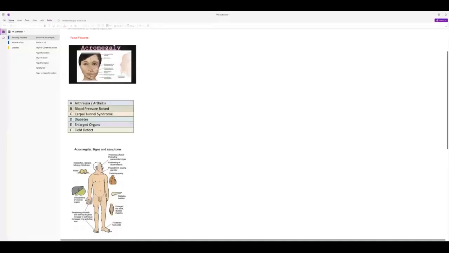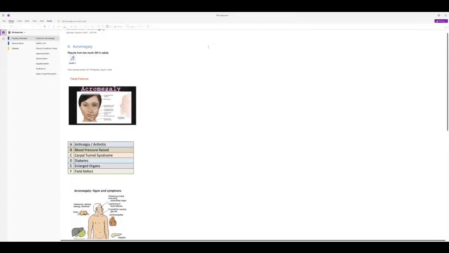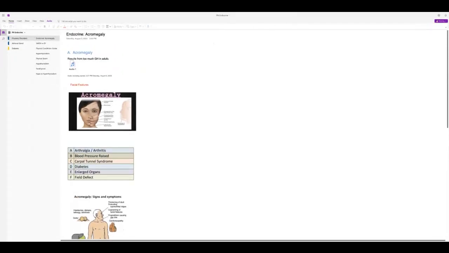And we're going to talk about acromegaly first. Acromegaly is an endocrine disorder. Now, with most endocrine disorders, you have one where there's too much hormone and one where there's too little hormone. I'm only going to talk about acromegaly, which results from too much growth hormone in adults. So this occurs after they're done growing. Okay, so that's an important distinction because in children we call this something different. You'll learn that in pediatrics.